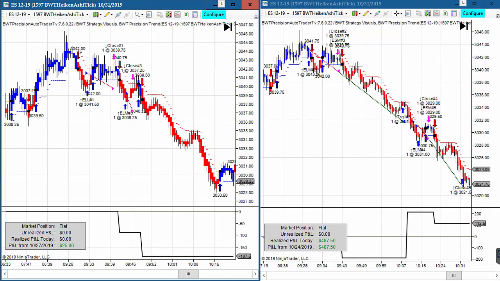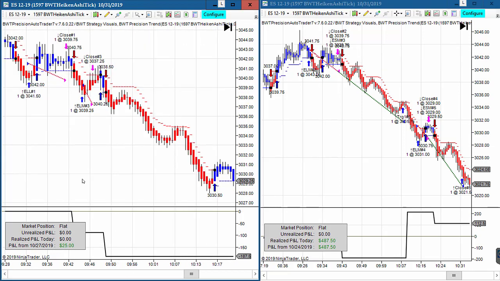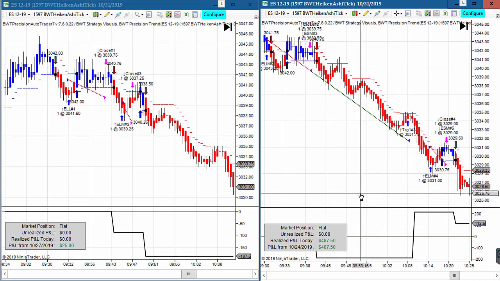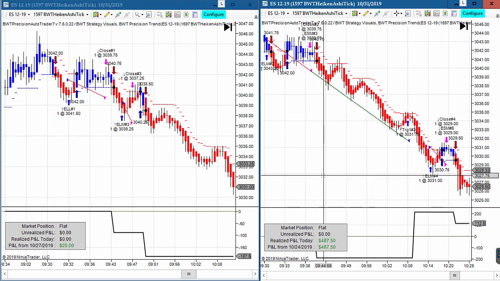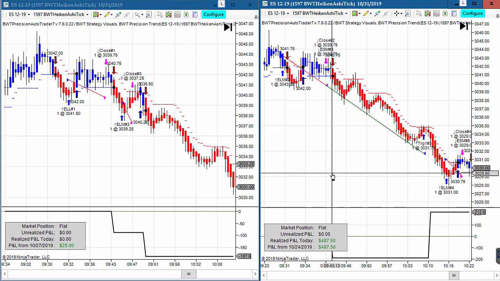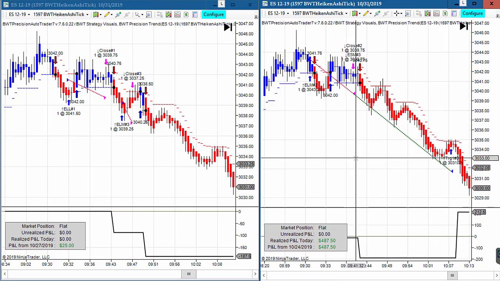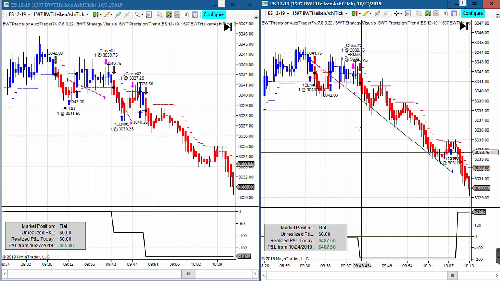Notice the signal here is 3042, and on this chart it's 3041.75. The formation of the bars is ever so slightly different, and there's a reason for that, and I'm going to explain this because a lot of traders just will not ever understand why this happens, but I'm going to do my best to explain it to you.